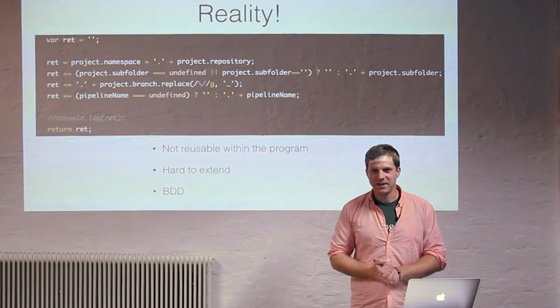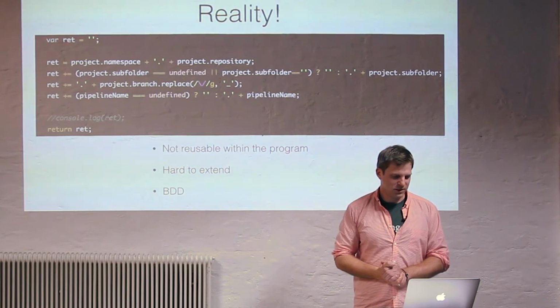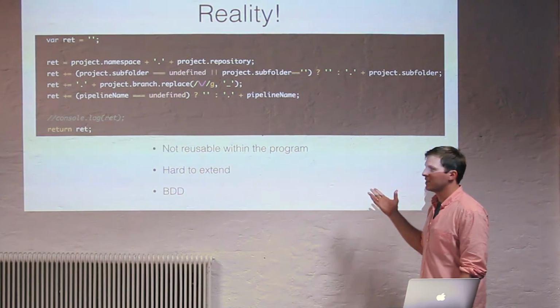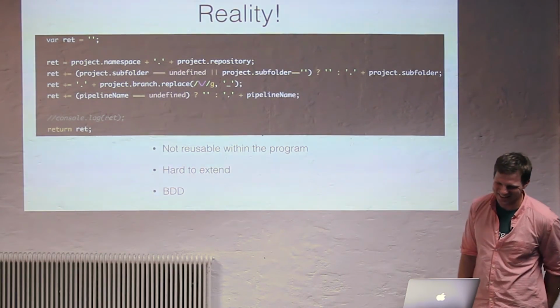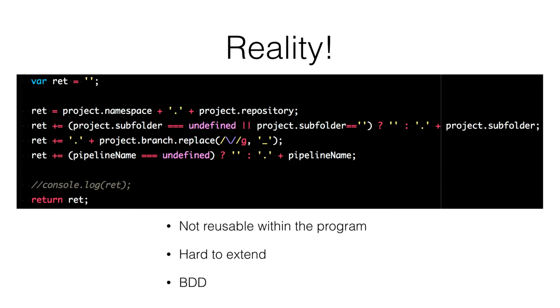Okay, but let's get to reality, because this is really what enterprise code looks like. And this is the example where I found a bug. Well, I was trying to fix a bug actually, and then I used this as a refactoring example in the Clojure meetup.